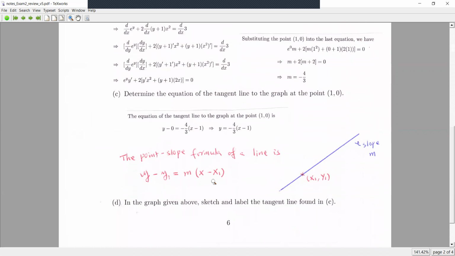This is the point slope formula of a line. By this formula, y minus y1, y1 now is 0. It's equal to slope. Slope is negative 4/3. Parenthesis x minus x1. x1 is 1, the x coordinate of this point. Now, simplify this equation, then this is the answer to part C.